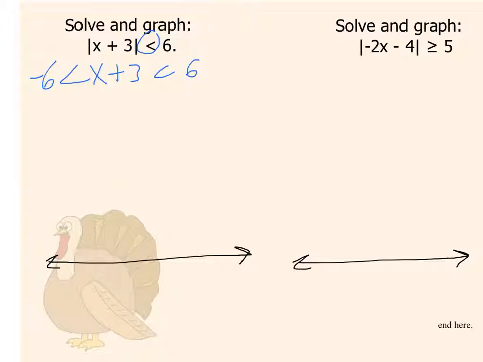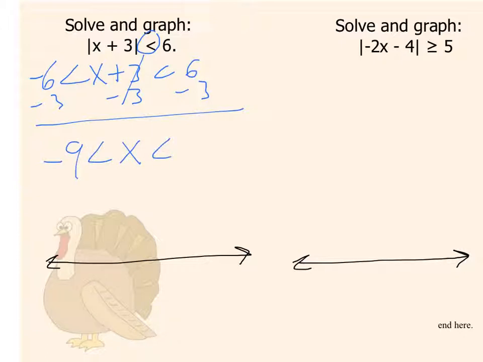Okay, now it looks like it's kind of a funny one to solve. To get x by itself, I'd minus 3, and I need to do that to both sides of my inequality. So I will get that x has got to be greater than negative 9 and less than 3. Okay, I'll graph that one in just a minute.